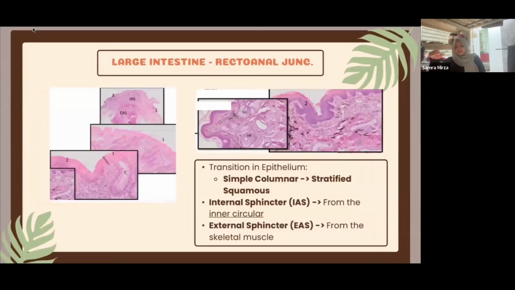And now we're going to move from the rectum to the anus. So we're going to have the recto-anal junction. And here, again, you're going to notice a change in the epithelium. So you're going to see a change from simple columnar into stratified squamous.